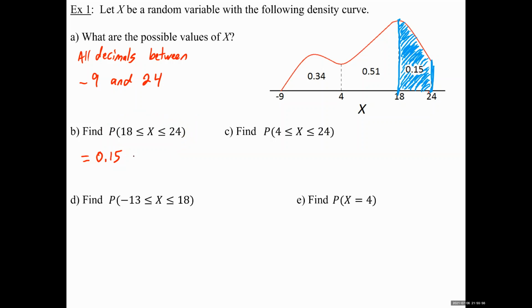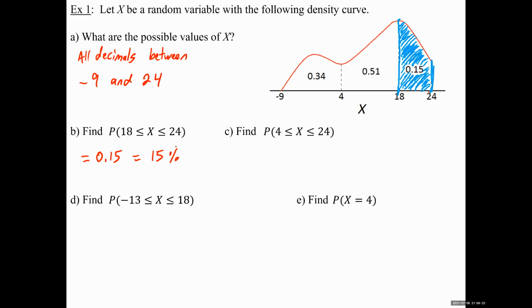Now, you don't have to do what I'm about to do. I'm going to change it to a percentage. The reason I'm going to change it to a percentage is because in a minute, I'm going to ask you to explain the meaning of these probabilities. If I don't ask you to explain the meaning, then you can write the probability any way you want. A decimal, fraction. I mean, you could just write 0.15 and stop. But I'm writing 15% just because I'm going to ask you to explain the meaning of this in a couple minutes.